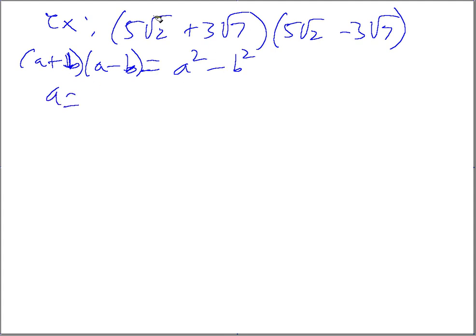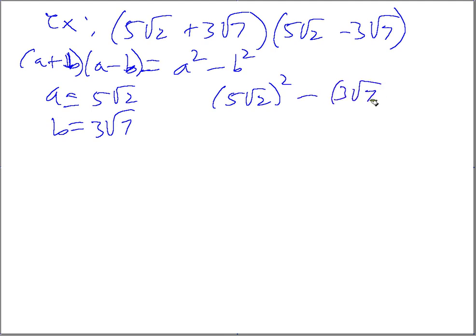You simply square the first term minus the square of the second term. So my a in this problem is 5 radical 2. My b is 3 radical 7. Always identify a and b if you can use the formula. So a squared minus b squared is 5 radical 2 squared minus 3 radical 7 squared. So what do we have then? Well, I'll just work it out. 5 squared is 25, right?